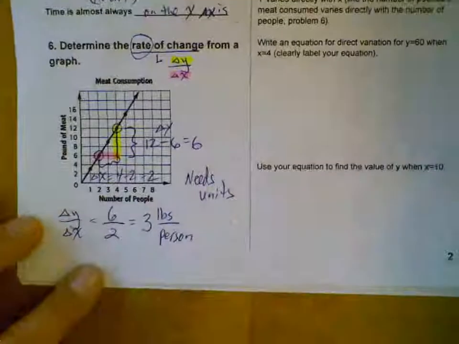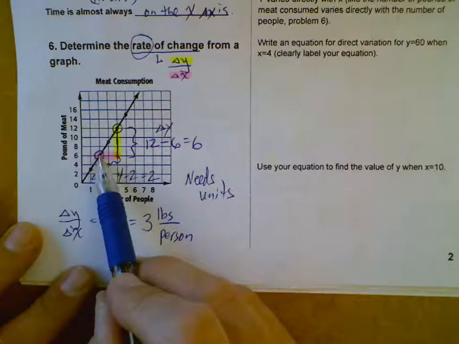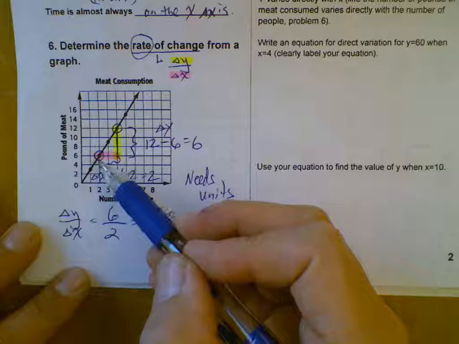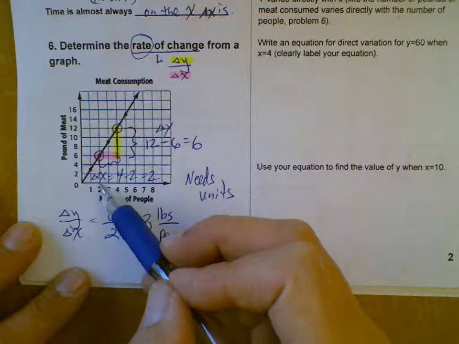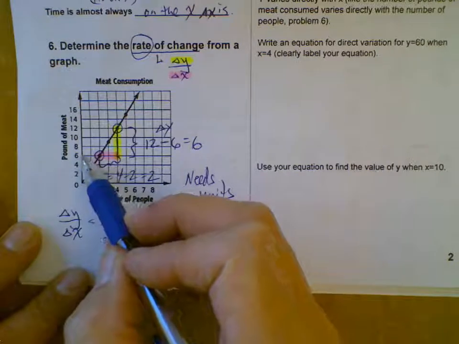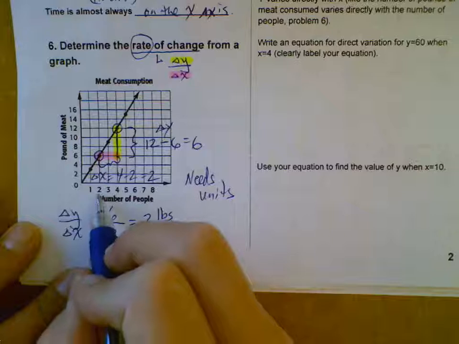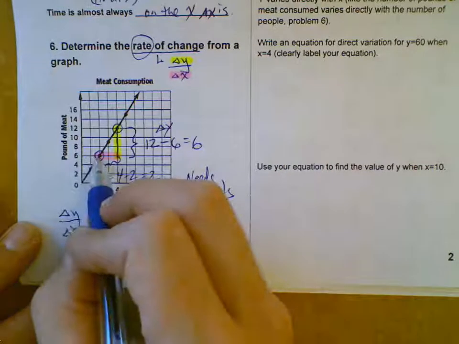Consider all the labels. Okay, so here we go. Where's the point (2, 6)? (2, 6), right there. So it's this point here. So what does it mean? Well, this point's describing two things, is it not? It's describing the number of people, that's the x. And the y is describing 6 pounds of meat. So this one point means 2 people will consume 6 pounds.